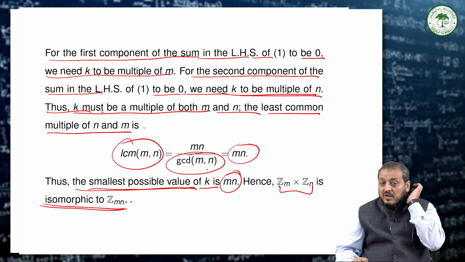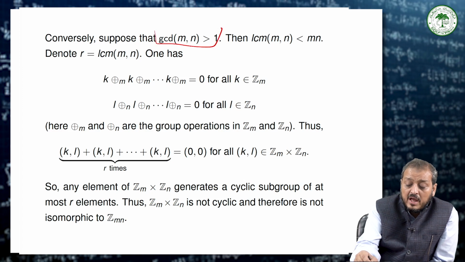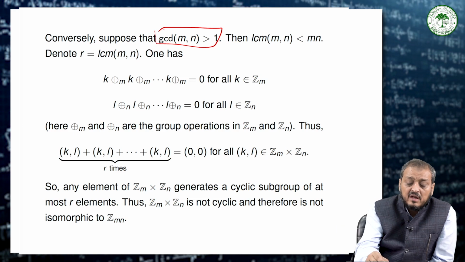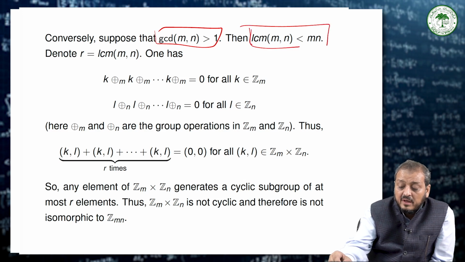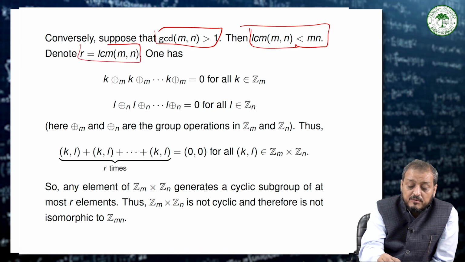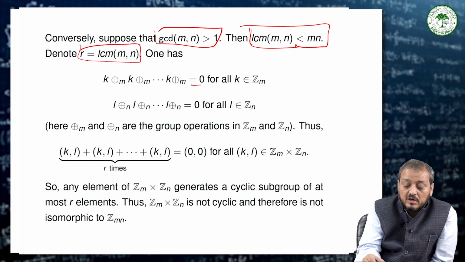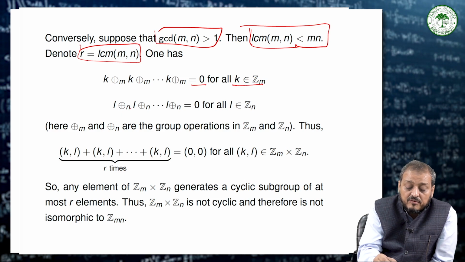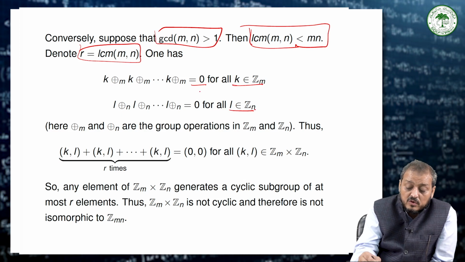Now conversely, suppose that GCD(m, n) is greater than 1. We have to prove the GCD is equal to 1, so we assume that GCD(m, n) is greater than 1. Then LCM(m, n) is less than mn. Let r denote LCM(m, n). Then k added r times is equal to 0 for all k in Zm, and l added r times, for l in Zn, is equal to the identity.